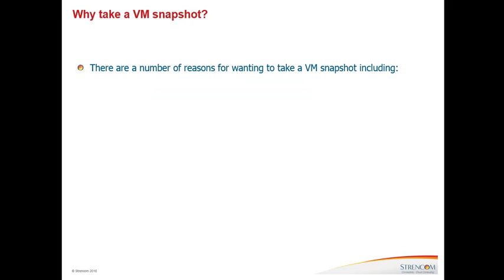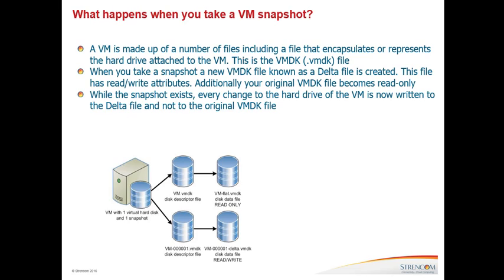There are a number of reasons for wanting to take a virtual machine snapshot. These would include using it for backing out of applying a patch or an update, or for testing or development purposes. A virtual machine is made up of a number of files, including the file that encapsulates or represents the hard drive attached to the virtual machine. This is the VMDK file.